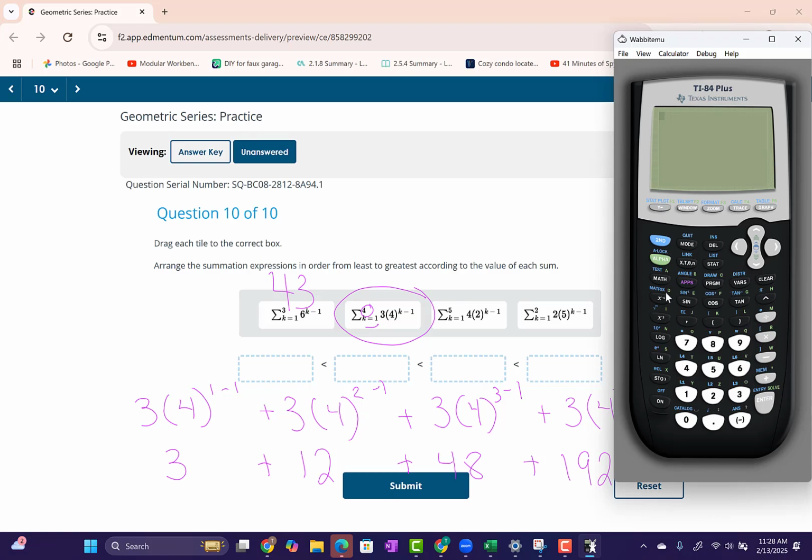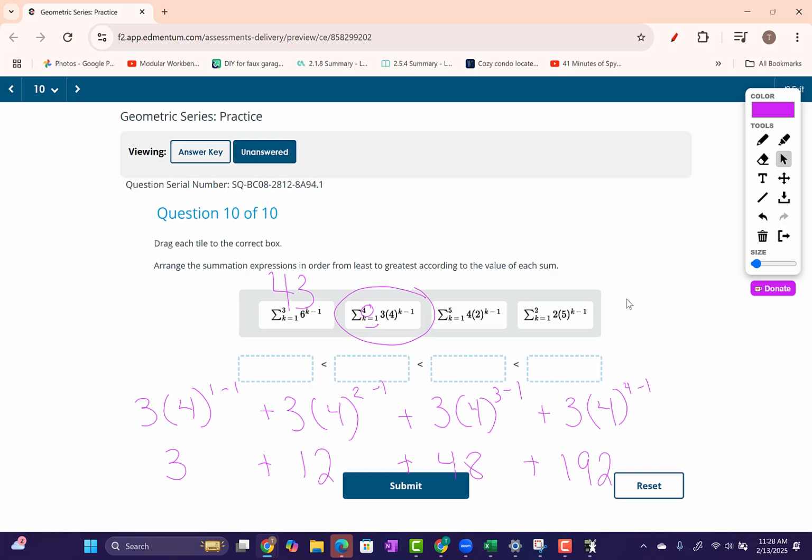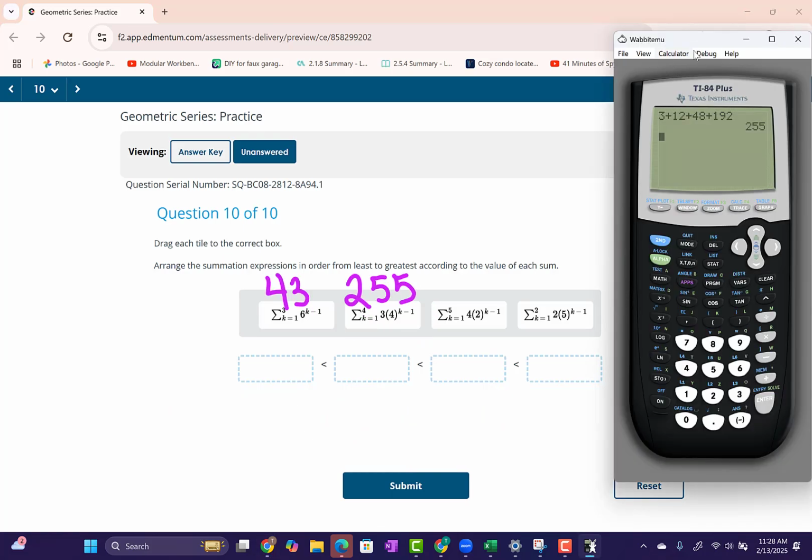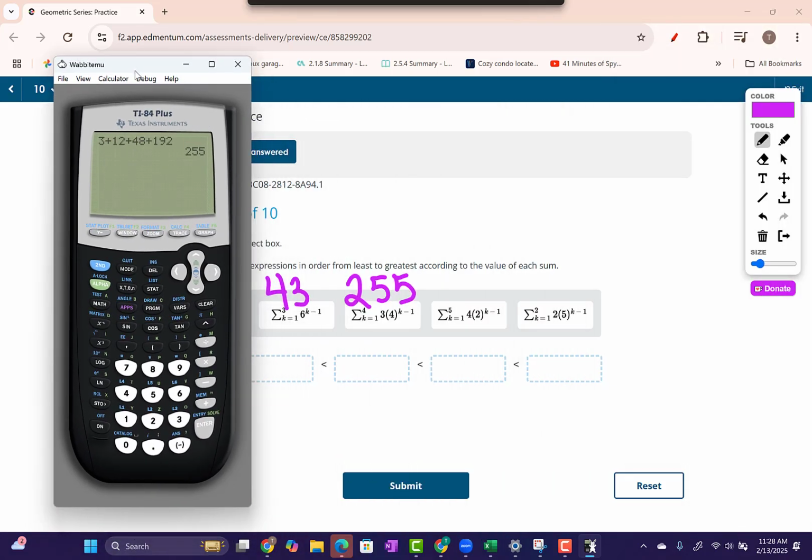All right, so we're going to add those numbers together. 3 plus 12 plus 48 plus 192. And that gives us 255. So we could keep going about this process, and basically we would just be going through that exact same process for these last two.